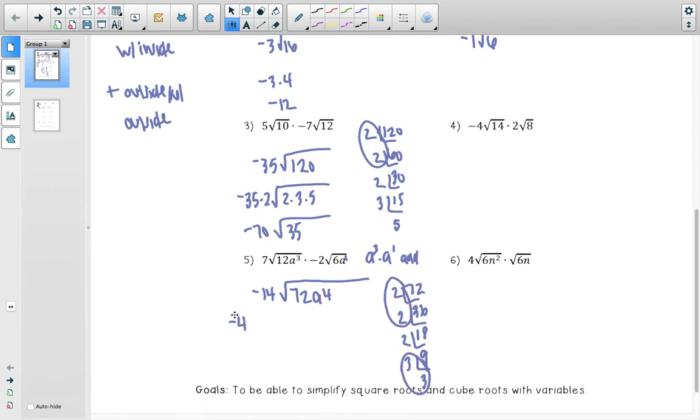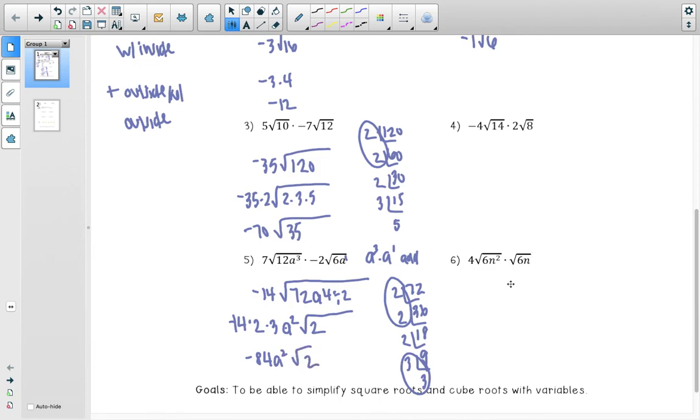So negative 14 is going to be multiplied by 2 and 3 because those pairs come out. I'm going to leave space because of this, right, the variable was also taken care of. And we're left with 2 on the inside. And then you ask yourself, how many pairs of a can you make? Well, you can make 2, so it's a squared. So we have 14 times 2 times 3, which is 84. So we have negative 84 a squared square root of 2.